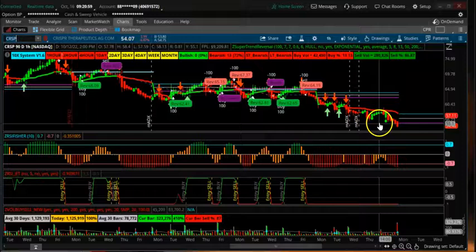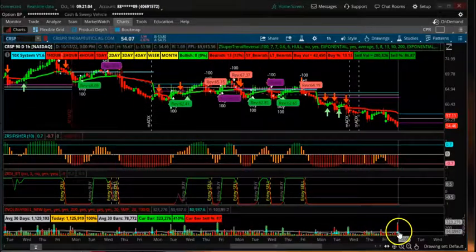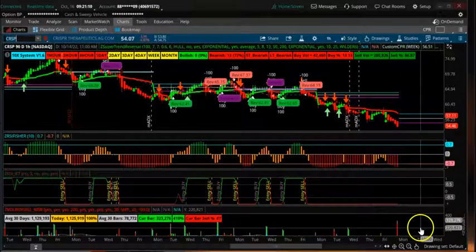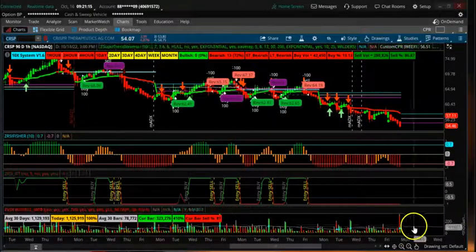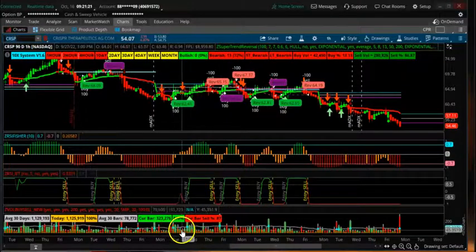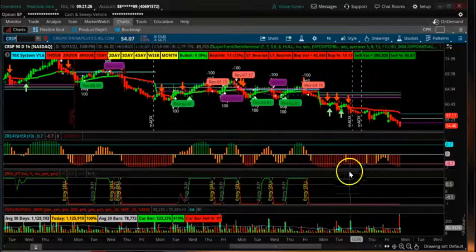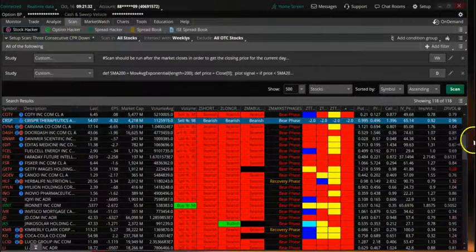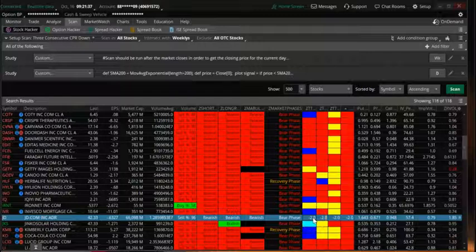Okay, you can see the CPR down, VWAP is down, RSI down, sell signal. You can see here, okay, so buy sell volume is heavy. Okay, so you want to buy whenever there's a trend line like that. So this is a good one. Yeah, CRSP is a good one. Okay, ATVI, AMD, CRSP. Let's look at JD.